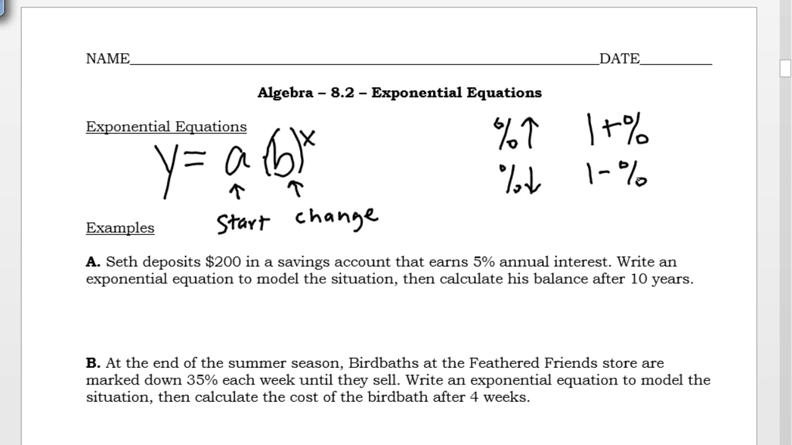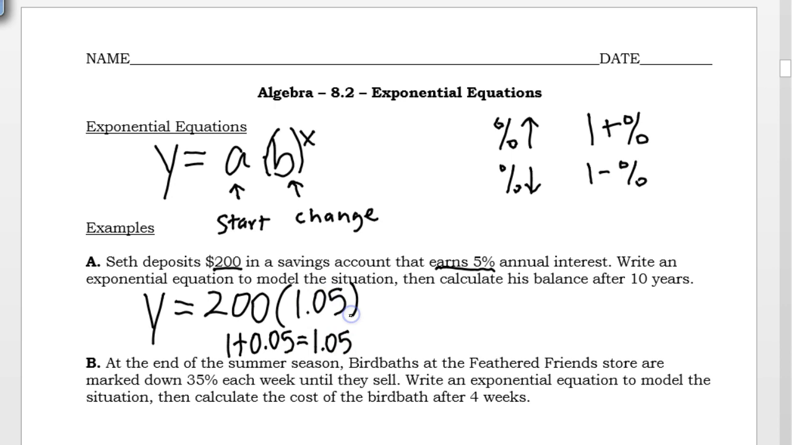Example A, Seth deposits $200 in a savings account that earns 5% annual interest. Write an exponential equation to model the situation, then calculate his balance after 10 years. So we have our start, we have a 5% increase. I can write my y equals equation. For my percent increase, I remember to do 1 plus 5%, and that value goes in for my change, and then power of x.